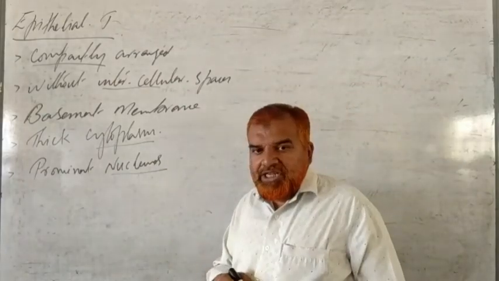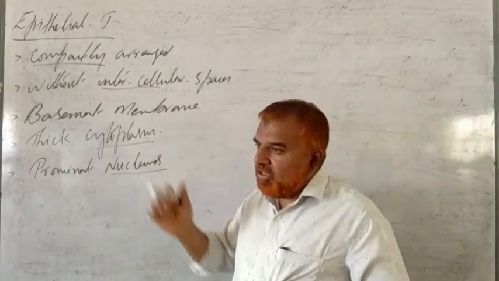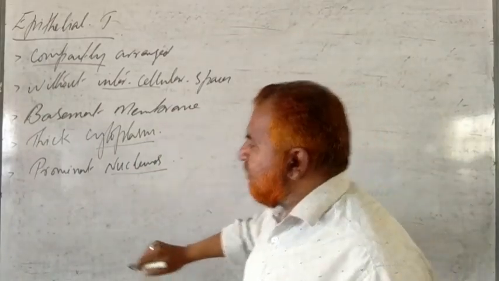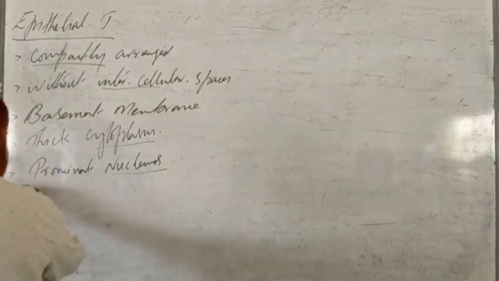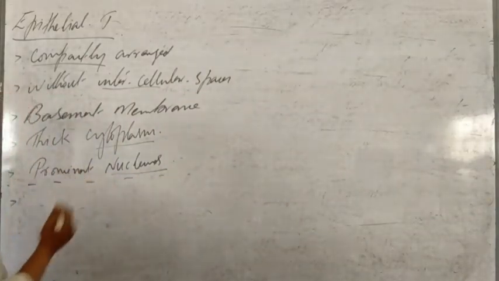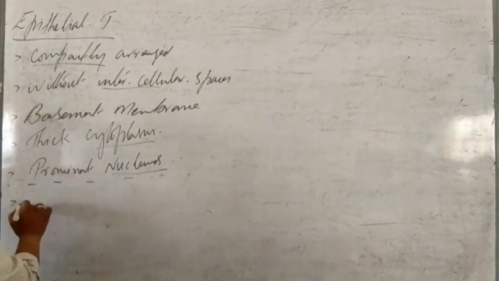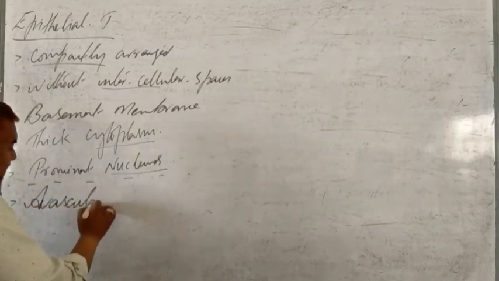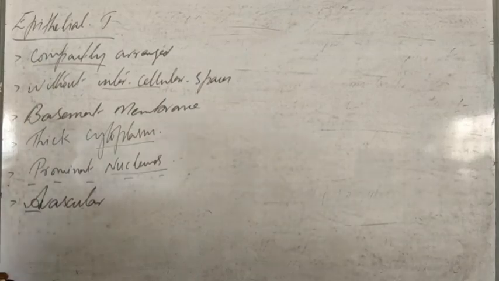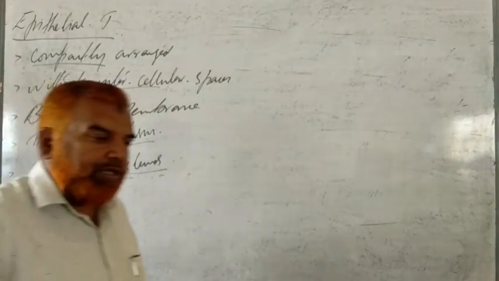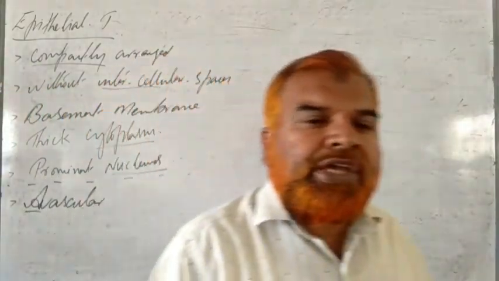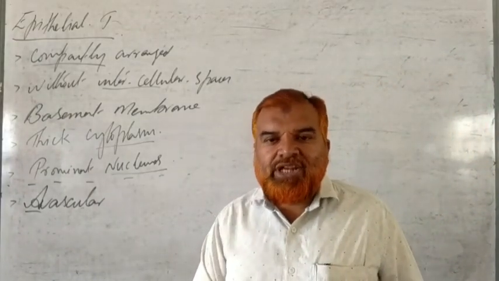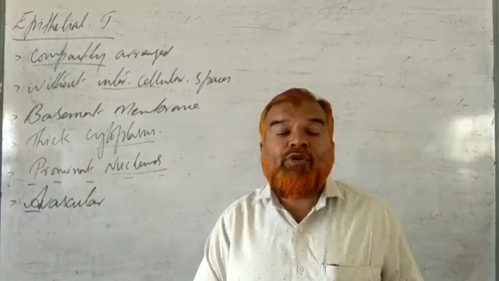General characteristics of epithelial tissue. Basically, this epithelial tissue is avascular. These are the general points of epithelial tissue. I have told you many times, A refers to absence. Vascular in animals always refers to supply of blood, blood circulation, flow of blood.